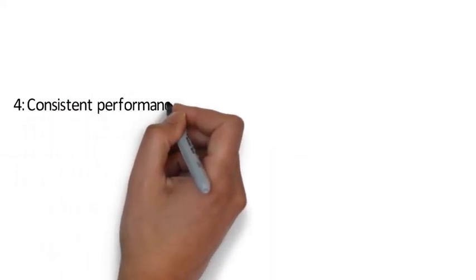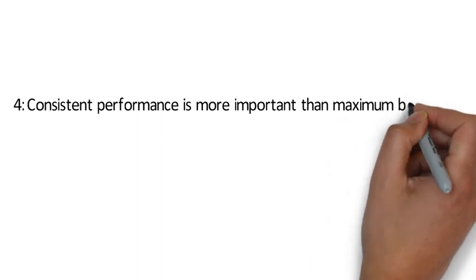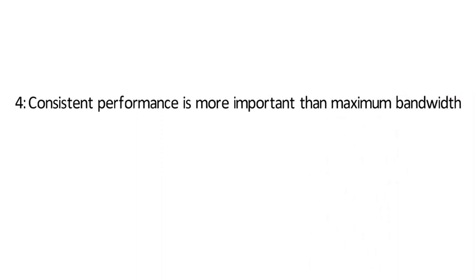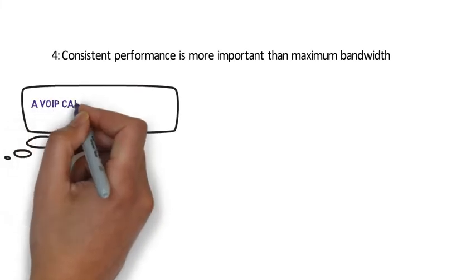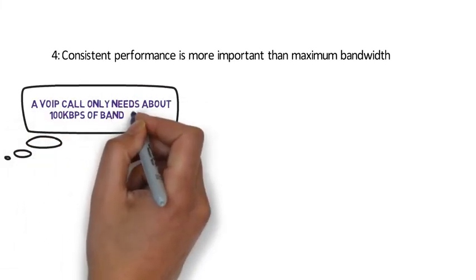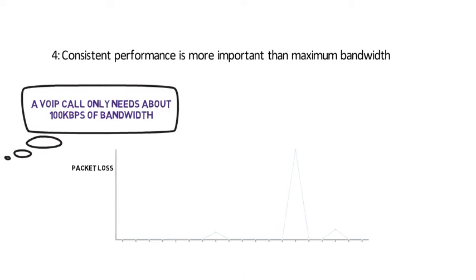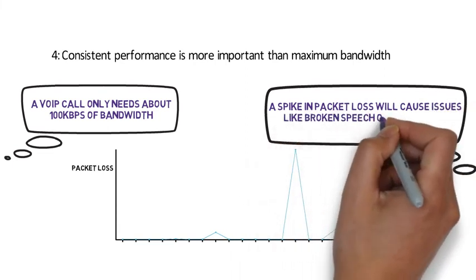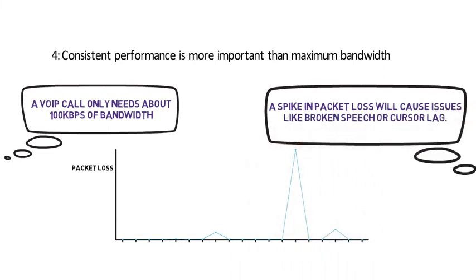And while we're talking about consistency, consistency is key. Many applications, and let's take voice over IP as an example, use very little bandwidth, but consistent performance is essential. For example, if you get a spike in packet loss or latency increases for a short period, this will have a noticeable impact on your call.